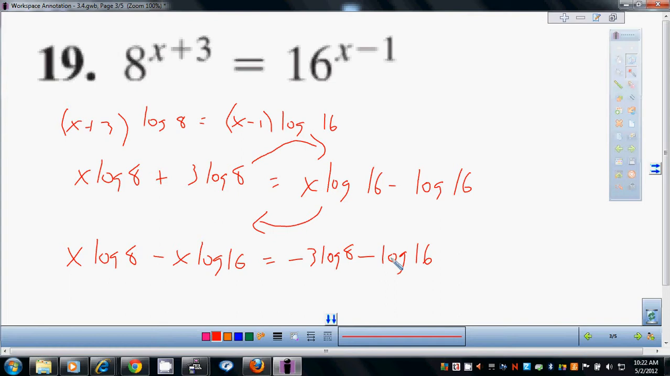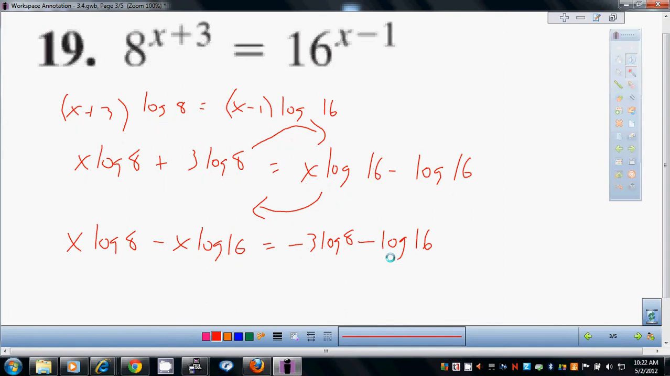Before I go any further, are there questions about how we got from the second step to the third step? I just subtracted this over there and subtracted this over here, so I have the x's on one side, non-x's on the other. Questions? No? What factors out of the left? X. So you're left with x log 8 minus log 16.